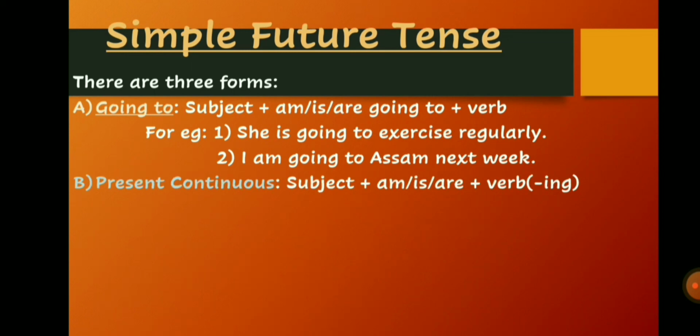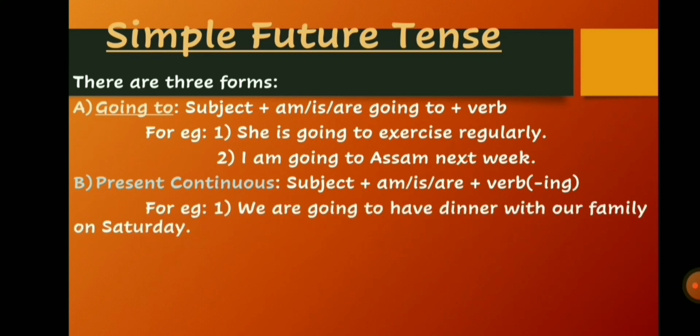Now the second form is the present continuous. It forms subject plus am or is or are plus verb ing. Present continuous tense here refers to fixed arrangements. For example, we are going to have dinner with our family on Saturday. So this sentence shows the fixed arrangement that it is going to happen in the future. Here we is a subject, are going to is a simple future tense which is showing the present continuous.